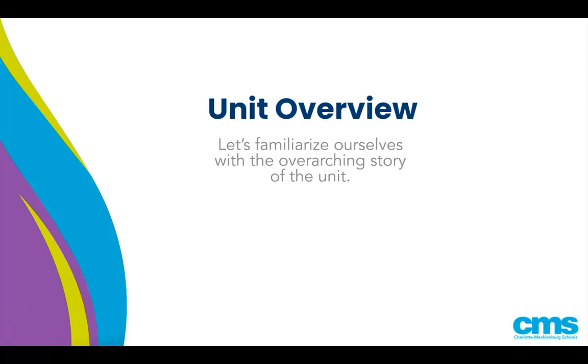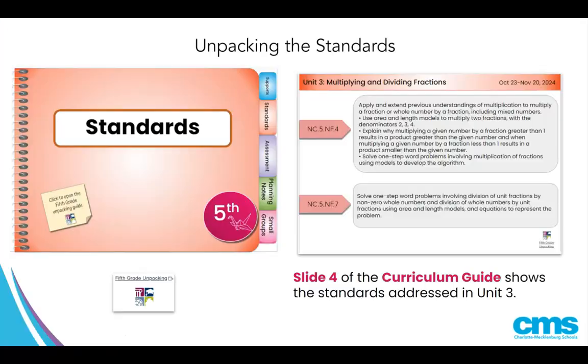In this part of our deep dive, we will familiarize ourselves with the overarching story of the unit. We always want to begin a new unit by looking at the North Carolina Standard Course of Study aligned to the unit. The standards are located on slide 4 in the curriculum guide. NC5 NF4 and NC5 NF7. Click the Post-it note on slide 3 of the curriculum guide or the unpacking symbol at the bottom of the MathRocks 5th grade page to get to the unpacking document.